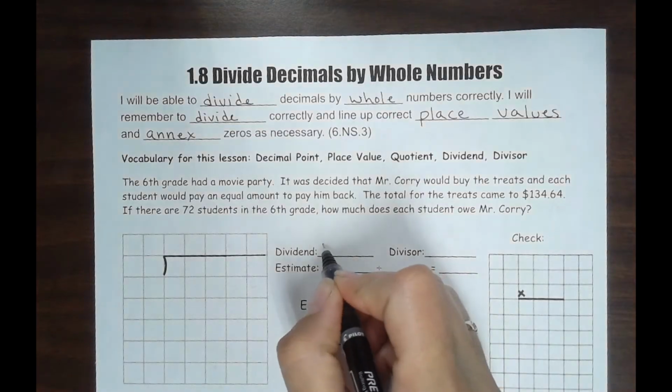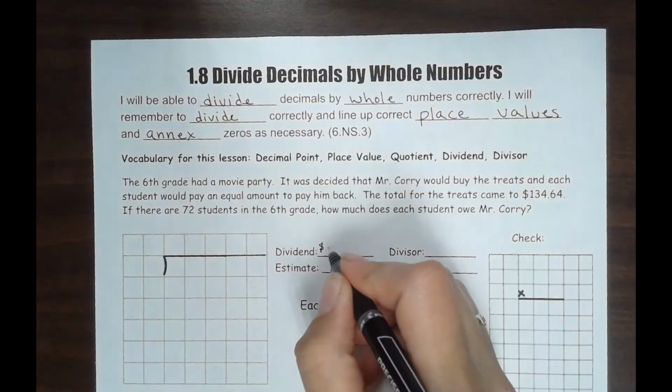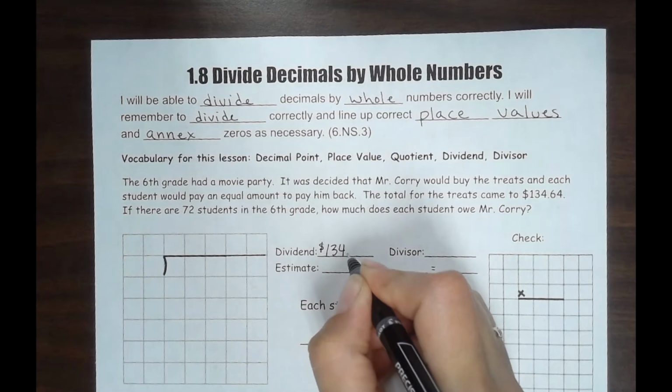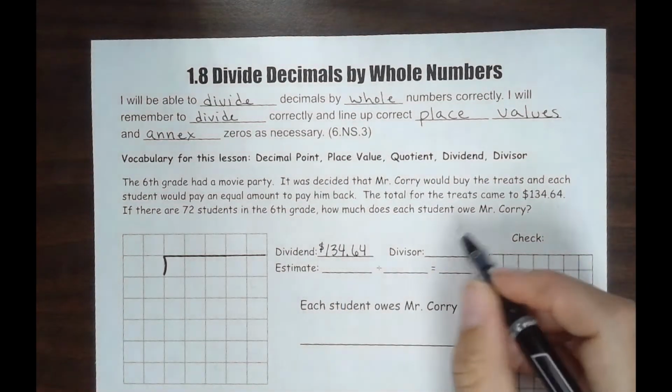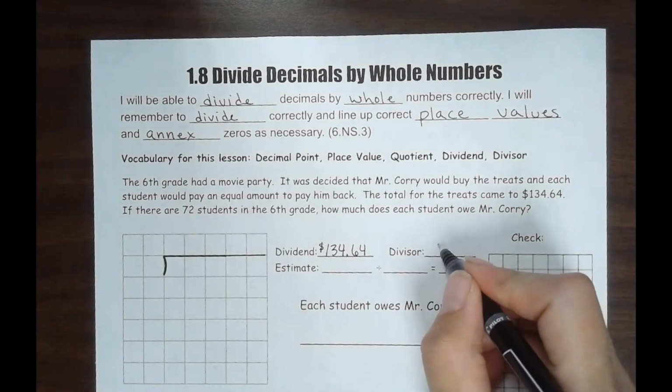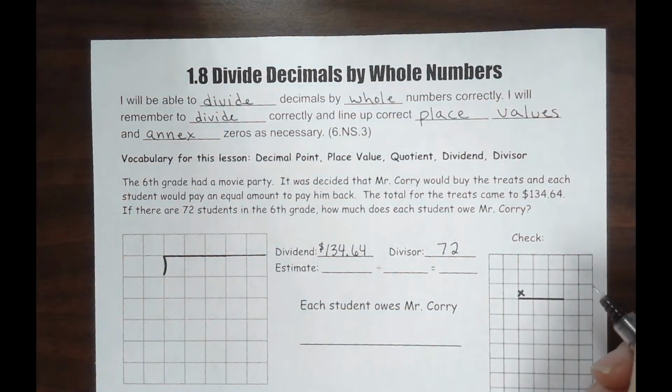That would be the total amount of money that is getting split up. So that would be $134.64. Our divisor is how many students there are. So there's 72. So we're going to estimate.